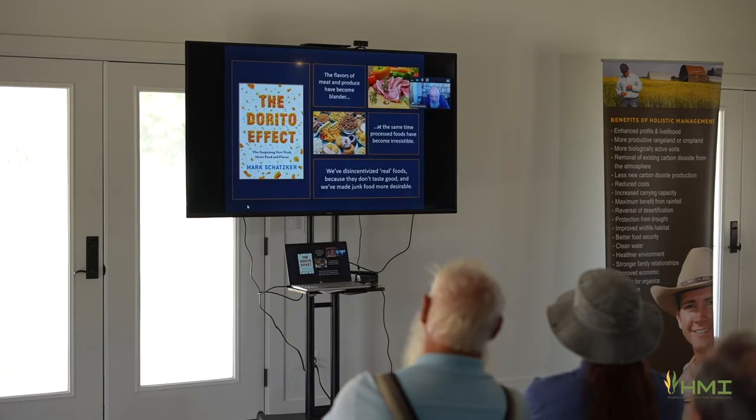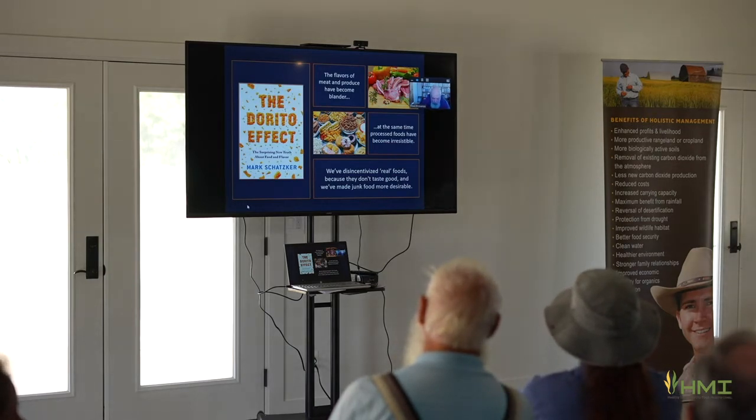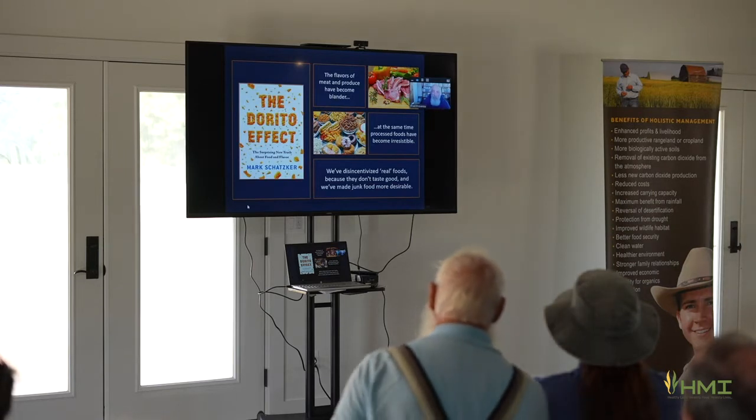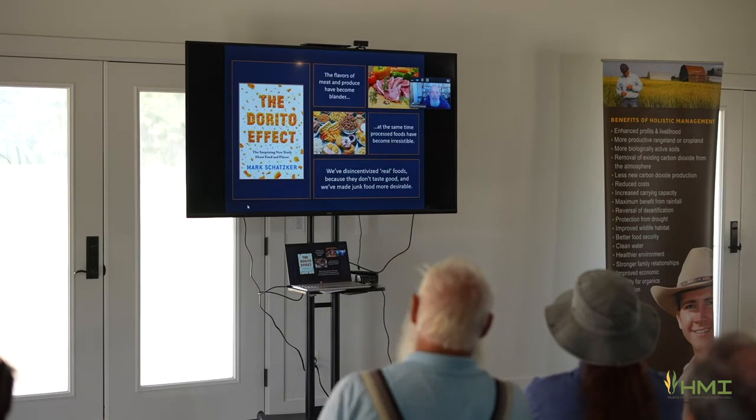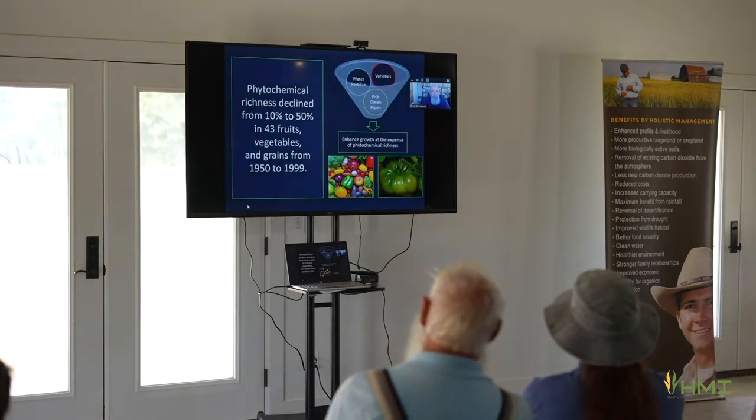To set the stage, though, I'd like to point out what Mark Schatzker makes in the Dorito effect. He's simply saying, for those of us who are old enough to have experienced this over the last 50 years or so, we know that the flavor of meat and produce have become blander. A lot of times it looks great, but it just doesn't have much flavor. But at the same time, the food industry's figured out how to make processed foods virtually irresistible. And so I have to think of our kids, no wonder they don't like fruits, vegetables, and so forth. We've disincentivized real foods because they don't taste good, and we've made junk food all the more desirable. And we're paying consequences of that nowadays.